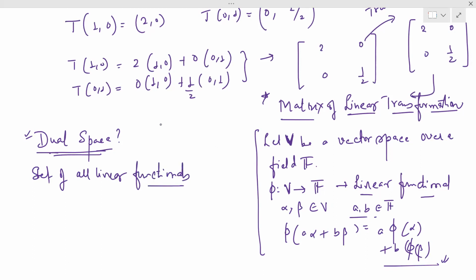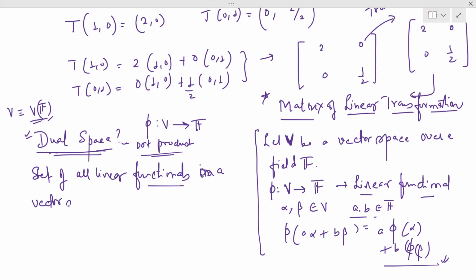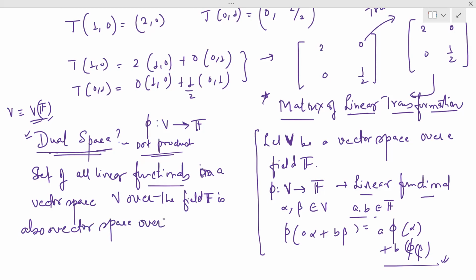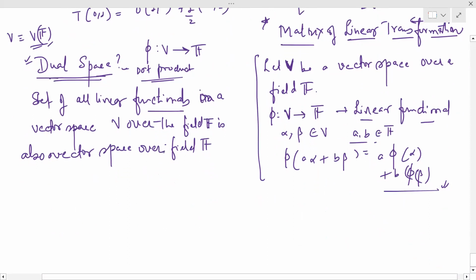Now remember, what are linear functionals? Linear functionals are those mappings. Let's say V is a vector space over field F. Now if I define a map from V to F itself, for example, one of the maps I told you about is the dot product. If you remember, I told you that if I take a dot product, then this is a linear function. So the set of all linear functionals on a vector space V over the field F is also a vector space over field F. So remember this, this is called a dual space.